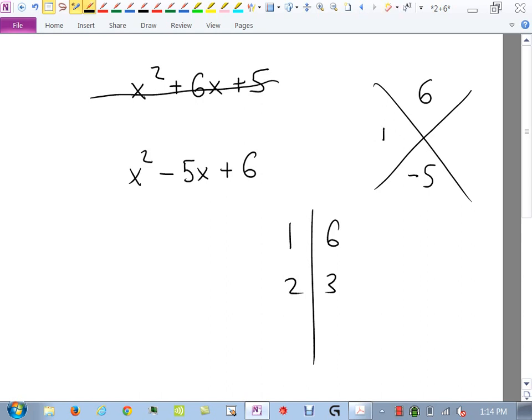Now what do I see as the mistake? Things like this. 1 and negative 6. People will be like, I got it, negative 5. 1 and negative 6, I got it. But when you multiply them, what do you get? Negative 6, that's not what we have.